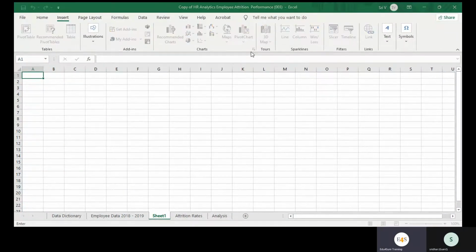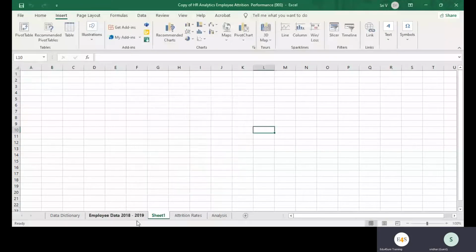Insert pivot chart. Why are you not getting a pop-up? Why is the table range not coming? I don't understand why you are not getting the pop-up for the range when you are clicking on pivot chart. It has to come, right?